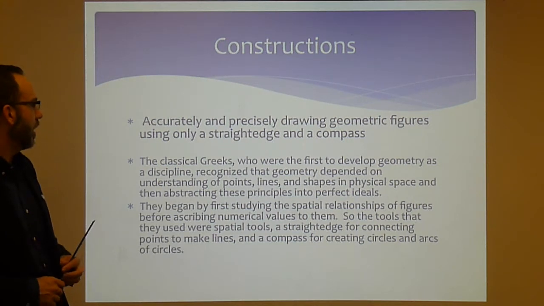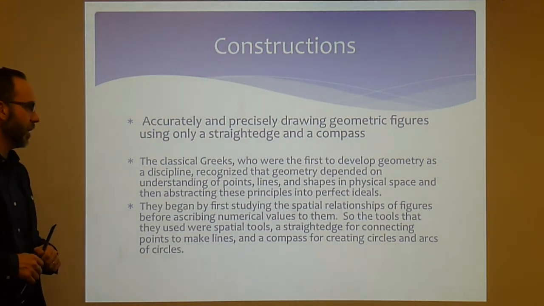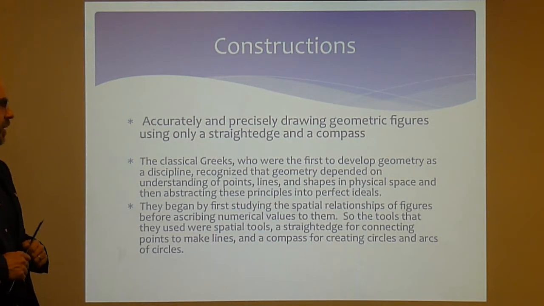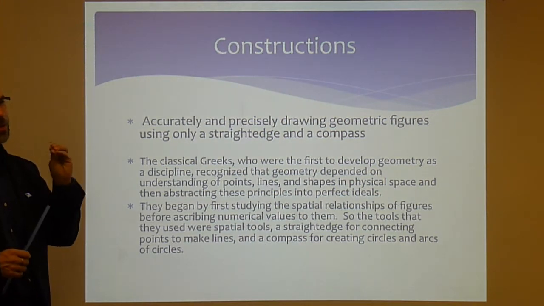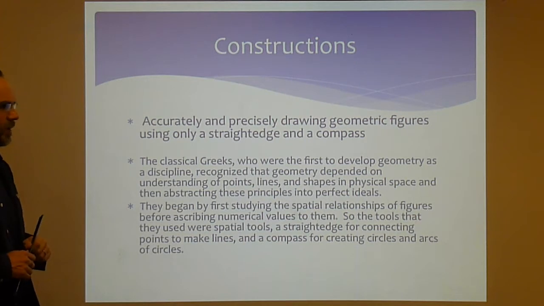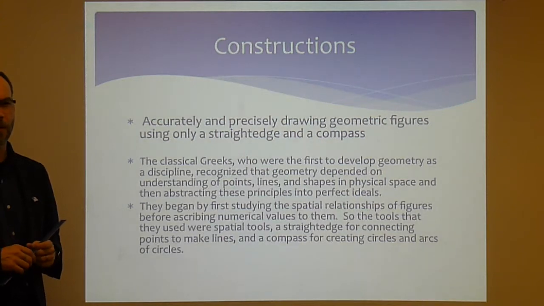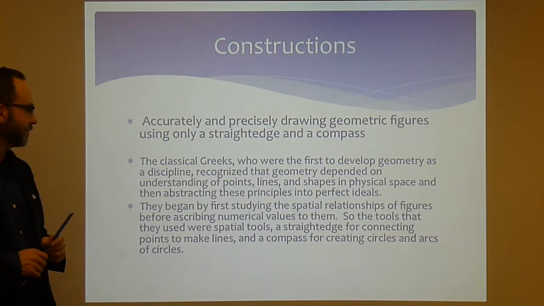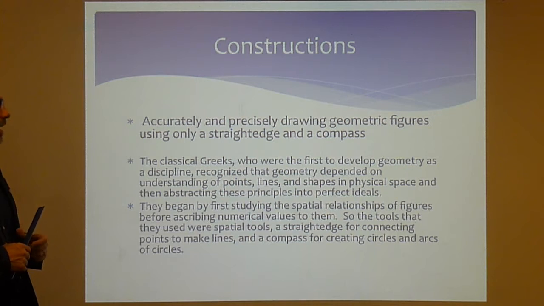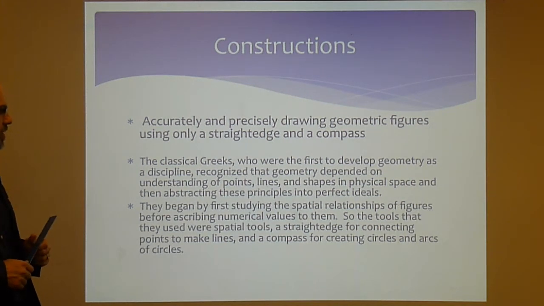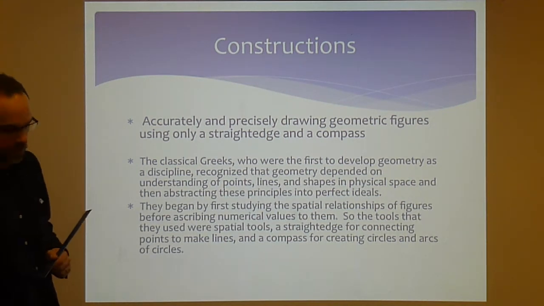Okay, so the classical Greeks, when they first started to develop geometry as a discipline, recognized that geometry depended upon understanding of points, lines, shapes, and so forth in physical space, and then they started to abstract these to the perfect ideal. You never can draw a perfect circle in the world, but you can consider its properties perfectly. So they began by studying the spatial relationships of figures, and the tools that they used were spatial tools: a straight edge for connecting points to make lines, and a compass for creating circles and arcs of circles.